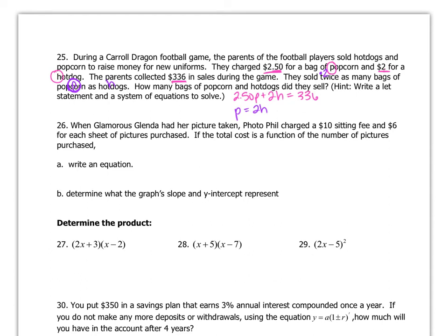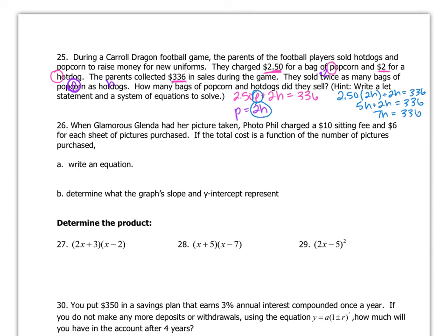So I just checked myself to make sure that I was right. Now, this sets up for substitution. So I'm going to take this 2H and plug it in for P up here. So 250 times 2H plus 2H equals 336, and then we just have to simplify. So that's 5H plus 2H equals 336, and then 7H equals 336.